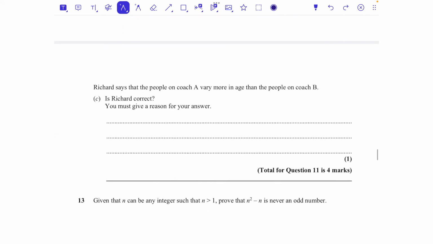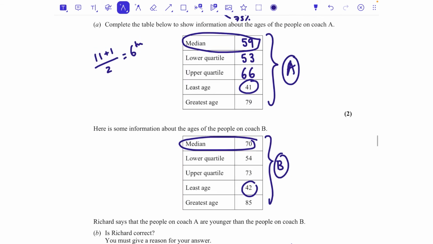Okay, part C. Richard says that people on coach A vary more in age. Now, when we're looking at varying, we're looking at the spread. You can either look at the range, which is the highest take away the lowest, or you can look at the interquartile range, which is the upper quartile take away the lower quartile. So let's have a look at both of those. The range for coach A is 79 take away 41, which is 38. And the range for coach B is 85 take away 42, which is 43. So we would say coach B is varying more because the range is bigger.